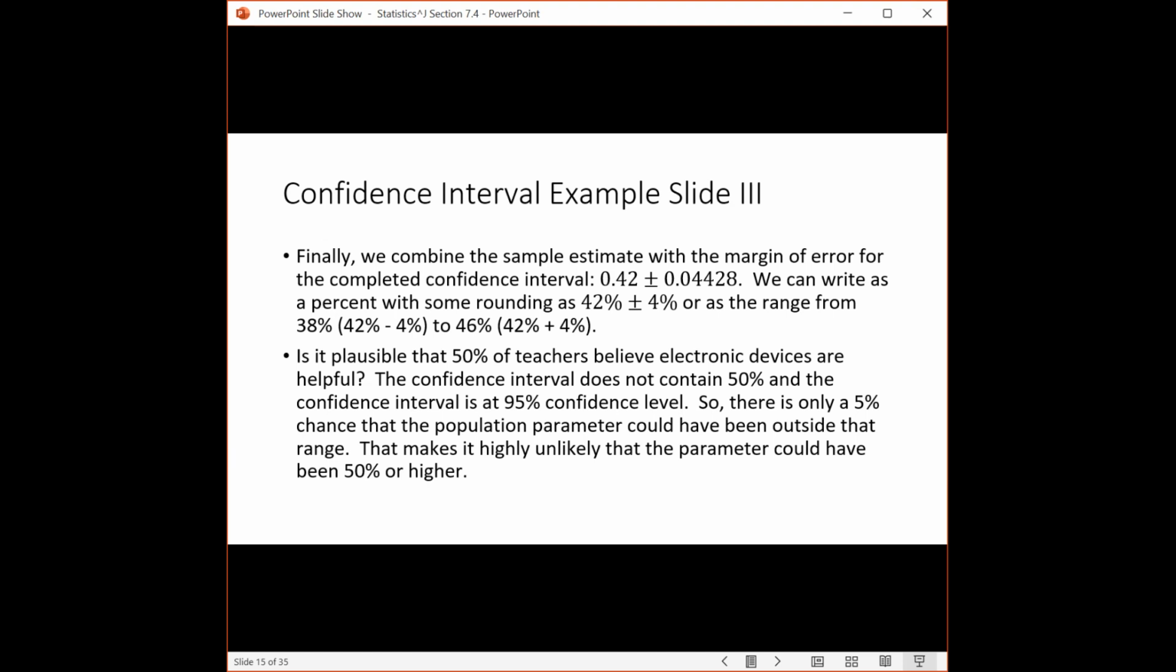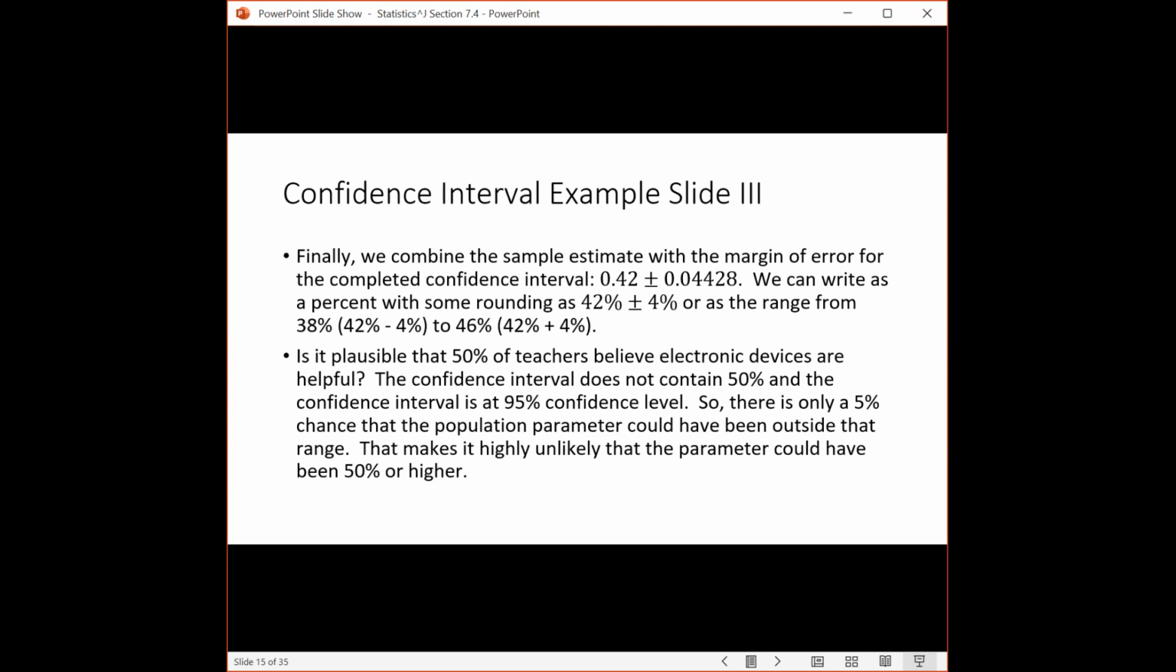If you look at the confidence interval, it does not include 50%, and since it's a 95% confidence level, we're pretty confident that we've got the population parameter. We're pretty confident that it's between 38 and 46%. That's a 95% probability. And so it's very unlikely that the actual percentage of teachers is 50% or higher.